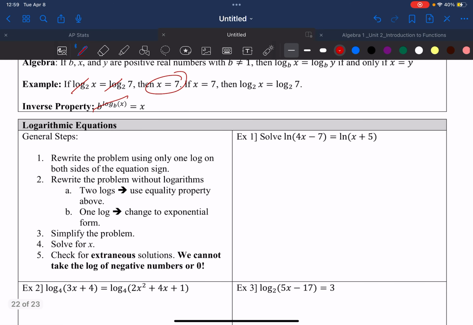So here are the steps to solve logarithmic equations. There's 3 important things here. One is that if we were to rewrite the problem and we have 2 logs, which means we have a log on one side and a log on the other, we would use the equality property to cancel out the similar logs. Or if we had 1 log, so there's only 1 log on one side, we would change it to exponential form. What's different between logarithmic and exponential is that we have to check for extraneous solutions because log cannot be negative or 0. So once we get an answer, we must check it in order to determine if that is the correct answer.